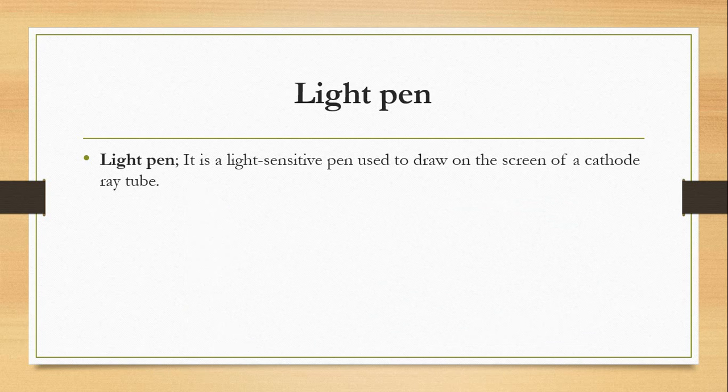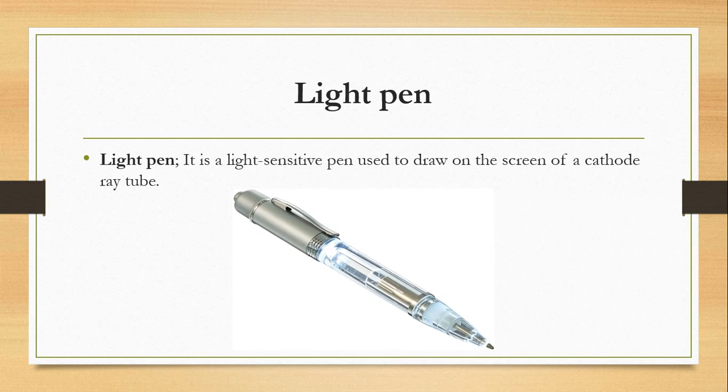We have the light pen. The light pen or sensitive pen is used to draw on the screen of a cathode ray tube. With this pen, you can draw on the screen of the cathode ray tube. It's very, very sensitive.